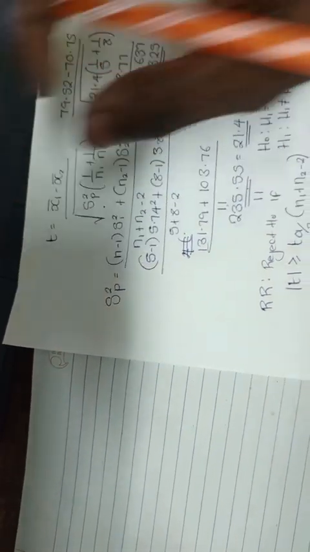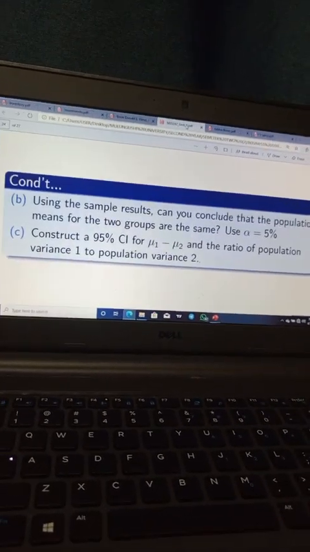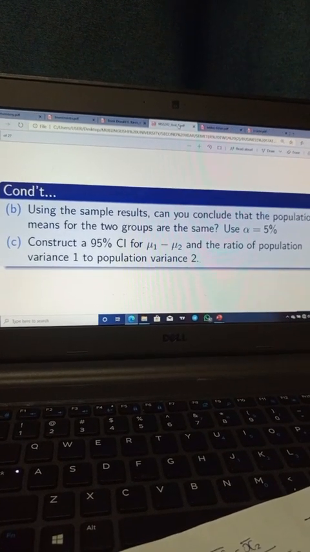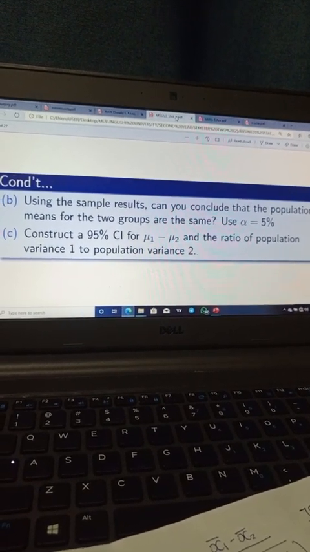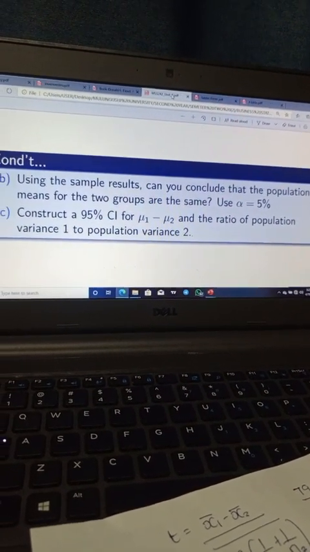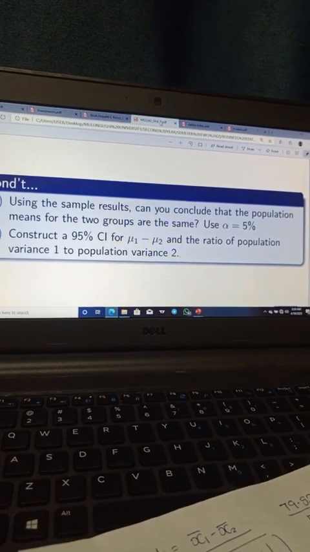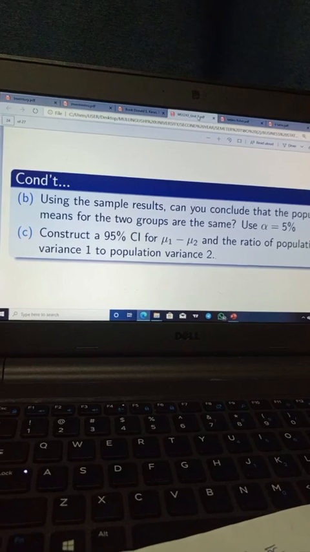Going further to the question, there is another part which is interesting, which has been left unattended to, which is C, which I will not elaborate much. So construct a 95% confidence interval for mu1 minus mu2 and the ratio of population variance 1 to population variance 2. So remember the ratio as we articulated earlier in our preamble. We said it will be variance 1 divided by variance 2. So it will be 5.74 squared divided by 3.85 squared. So that's what we have.